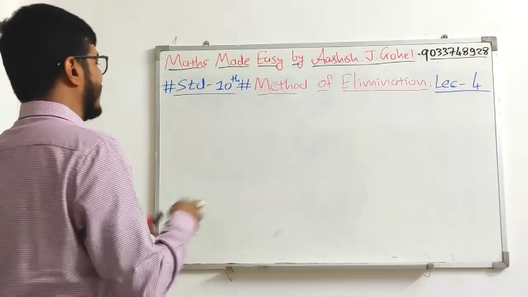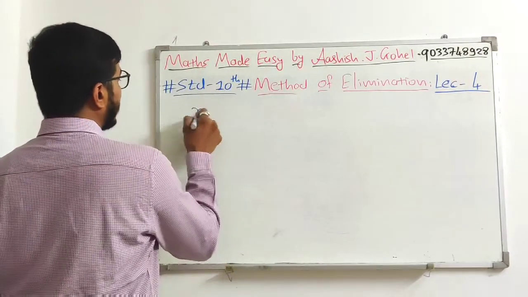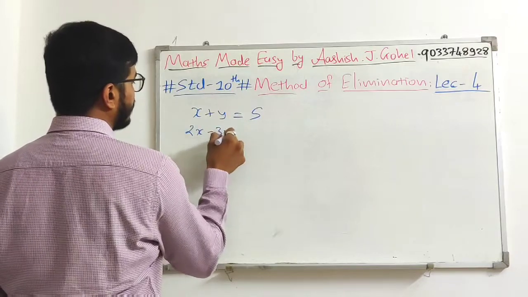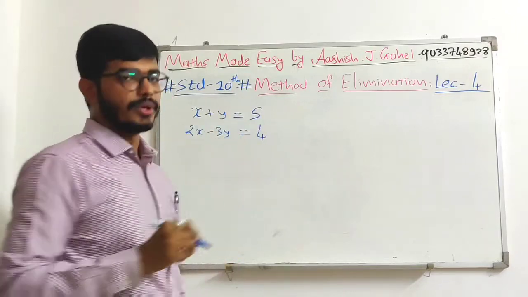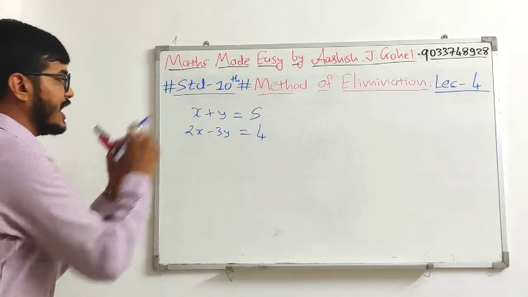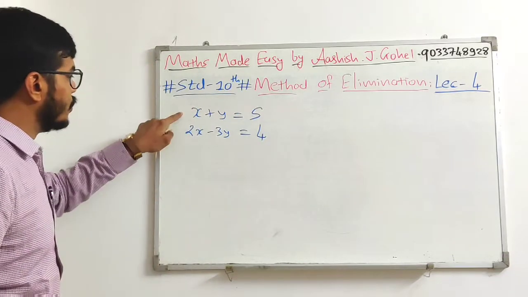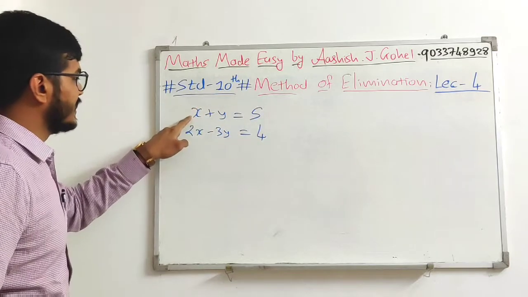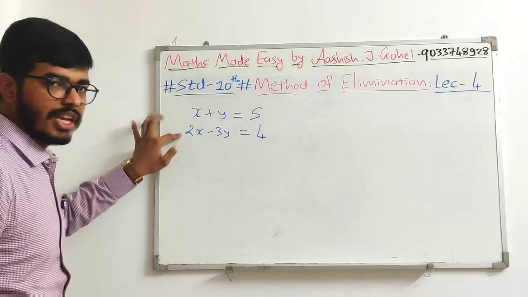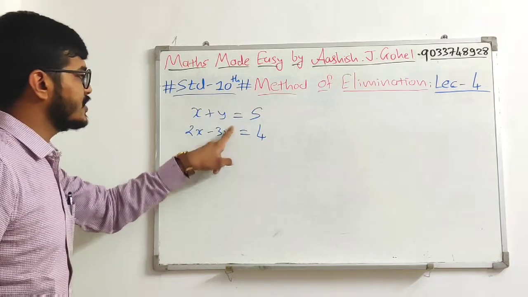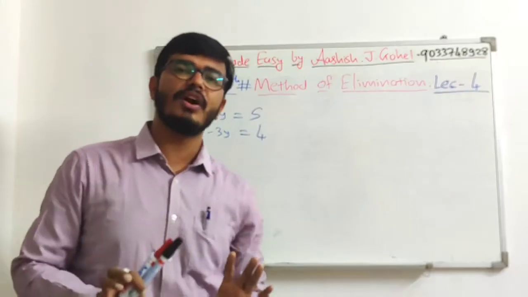Okay. So let us take another example. Say x plus y is equal to 5 and 2x minus 3y is equal to 4. So if we are given this kind of equation, then here if I multiply 2 with the first equation, then it will match with this one. If I multiply with 3, then it will match with this one. So any of the processes you can follow.